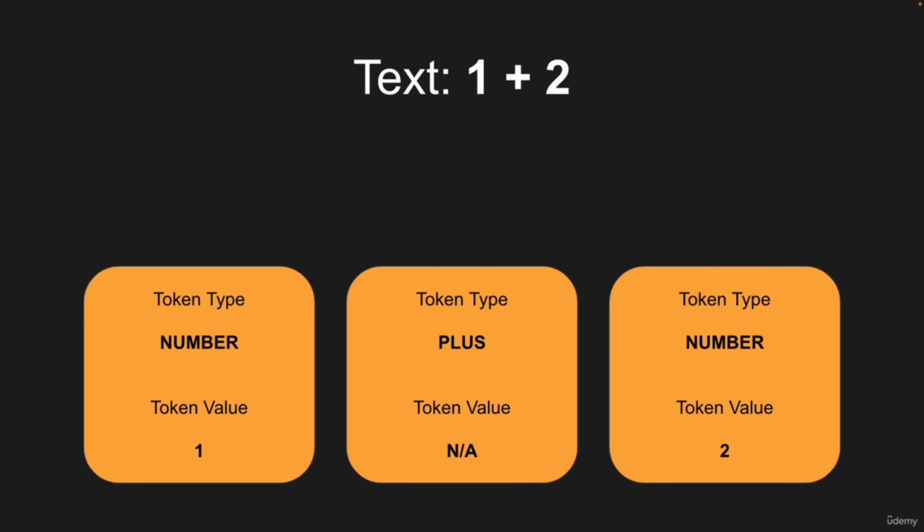We don't need a token value because we already have sufficient information that the token type is a plus. Since we know it's a plus, we don't need any more data. And the next one is token type number, token value 2. It's represented in this text right here, 1 plus 2. As you see, it goes from left to right.